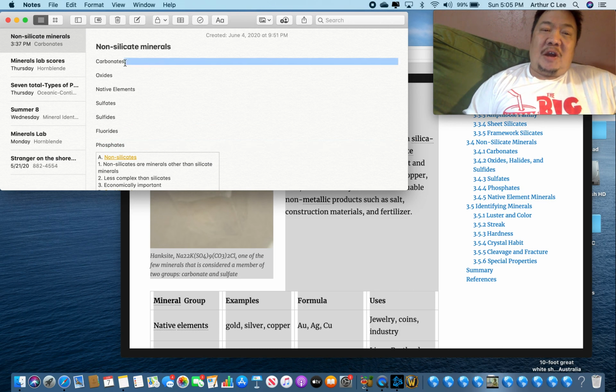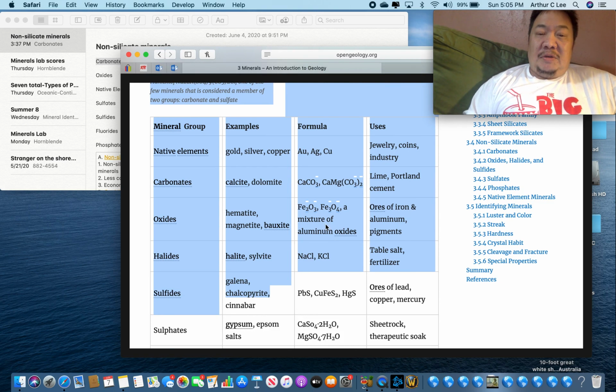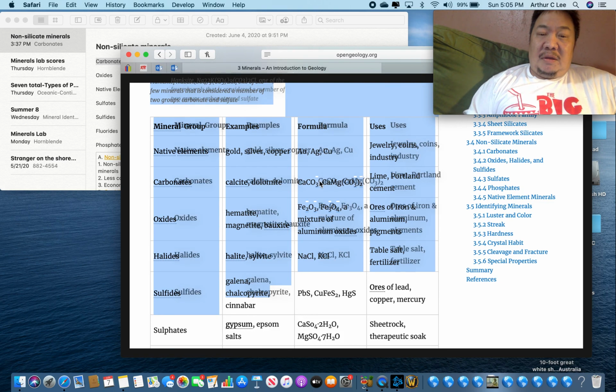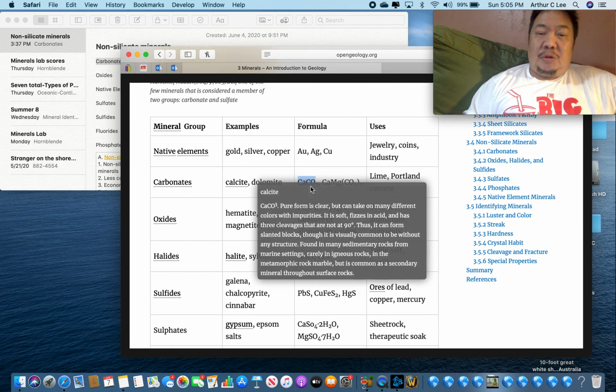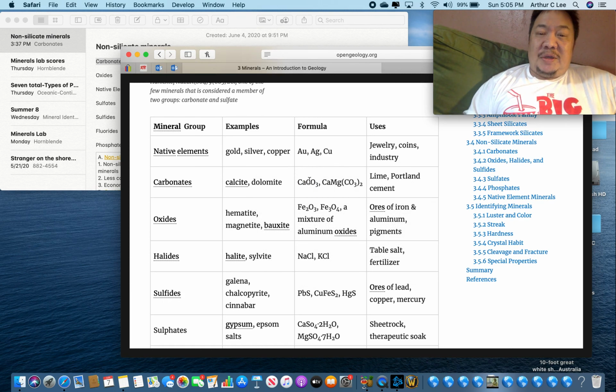First one we're going to talk about is the carbonates. And the carbonates are the most common of your non-silicate minerals. Here is a carbonate mineral right here. Calcite, CaCO3. In chemistry, CO3, 3 oxygen atoms bonded to a carbon atom, that molecule is called carbonate. Any mineral that has CO3 in it is a carbonate mineral.